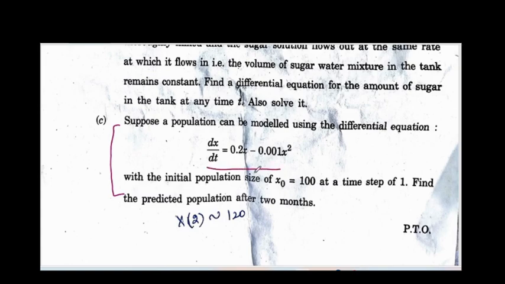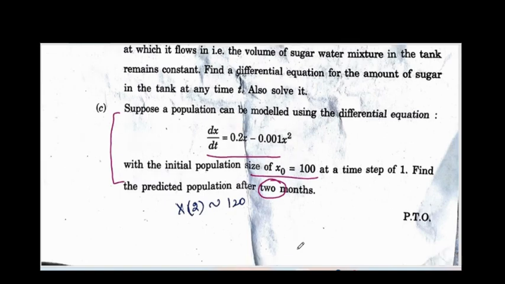You are given the model already, and you are given the initial population size, and you have to find the predicted population size using this model after 2 months. So you will be solving this equation for x in terms of t, and in the end you will be putting t equal to 2 in that to get your approximate answer as 120. The initial size of the population is 100 and you will be finding the size after 2 months and it is going to come out to be nearly 120.